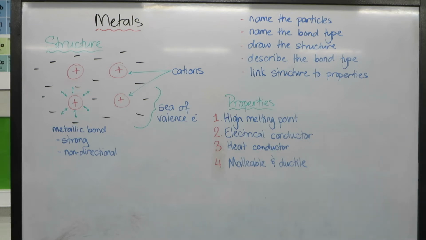There are a few things you have to be able to do or understand about metals. One is you have to name the particles that metals are made up of. You need to be able to name the type of bonds that are between the particles. You need to be able to do a diagram. You have to be able to draw it in an assessment. So something like what I've got drawn on the board there.